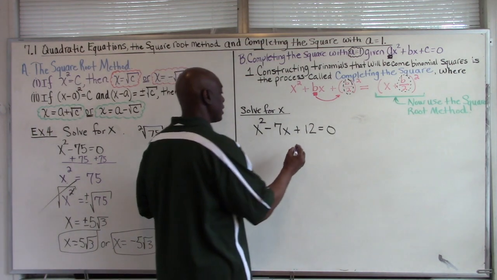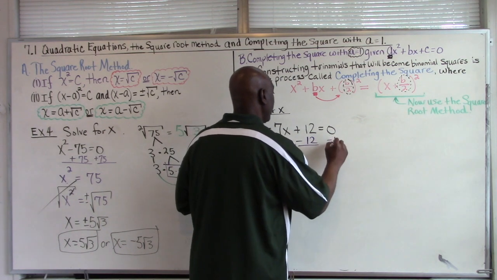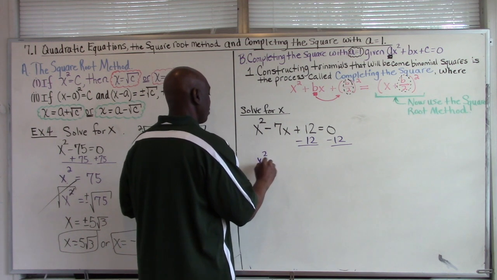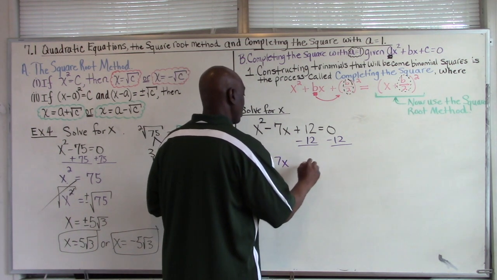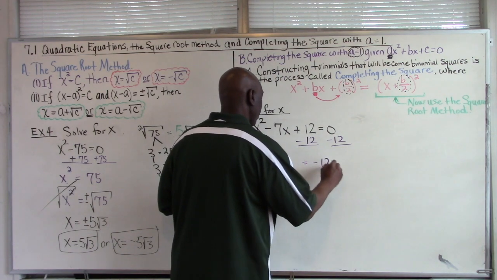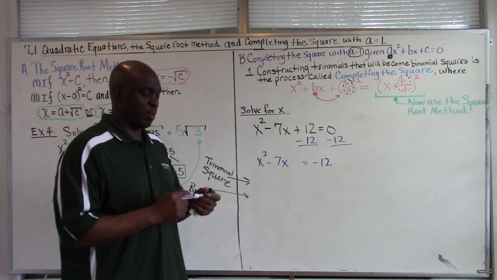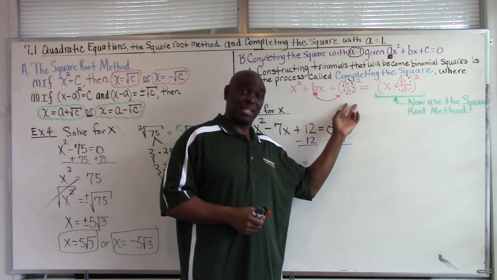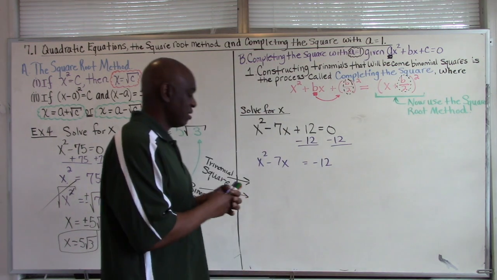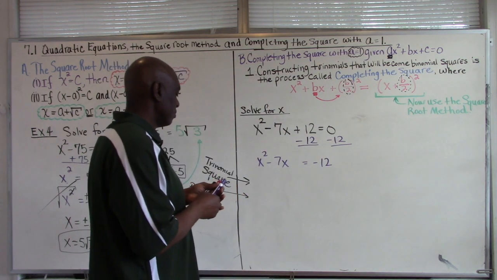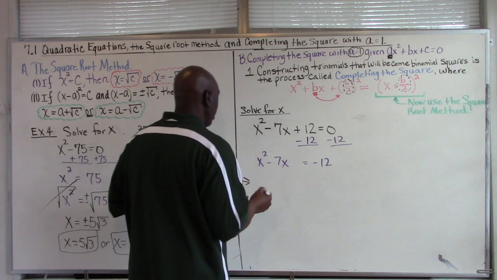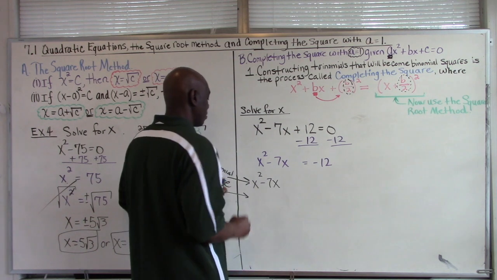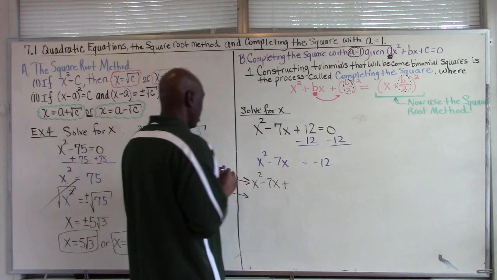Let's subtract 12 from both sides. Minus 12 left, minus 12 right. And so we're going to have x squared minus 7x equal to negative 12. Okay, so far so good. And so here we go. Now we're ready for the red. Let's tackle the red now. In tackling the red, the trinomial square is going to be x squared minus 7x plus, here we go.